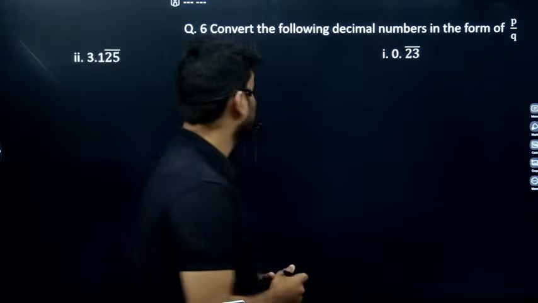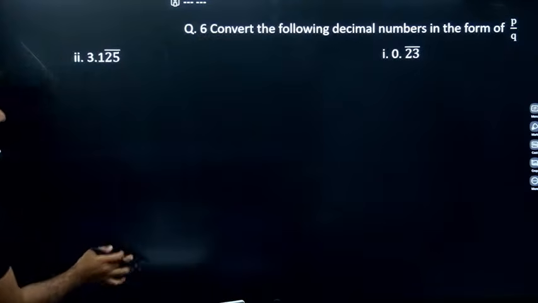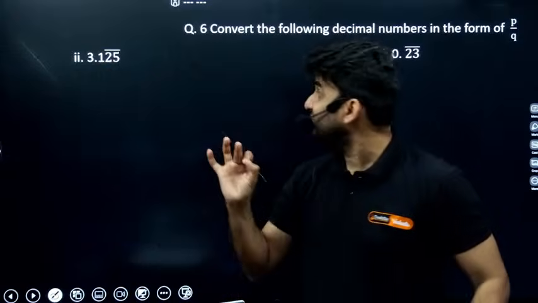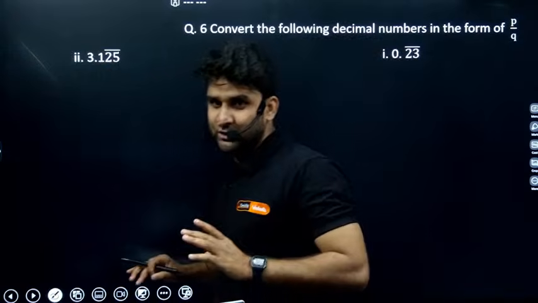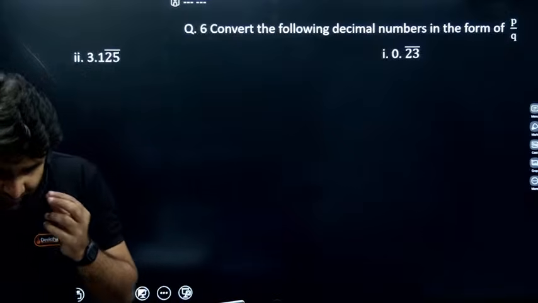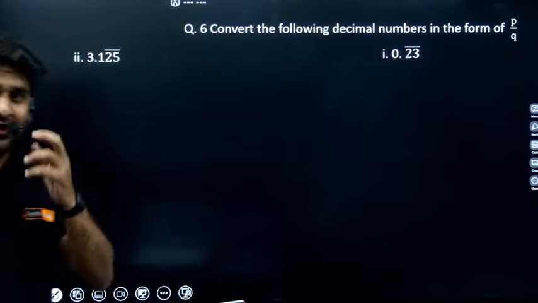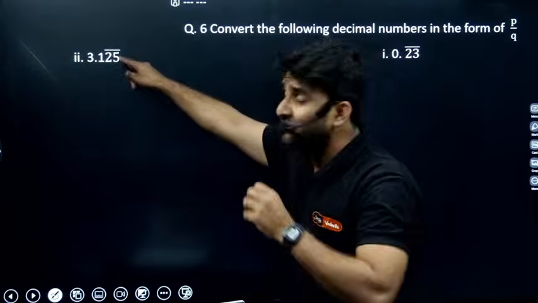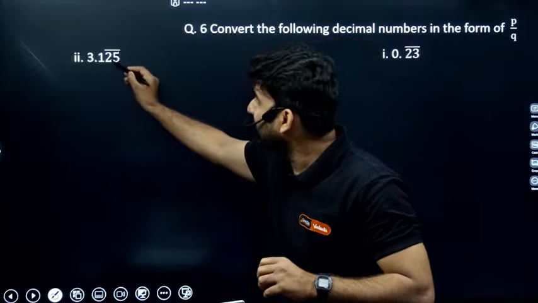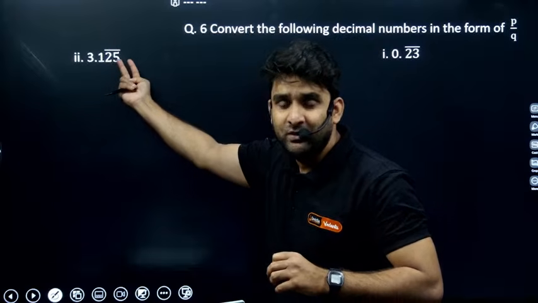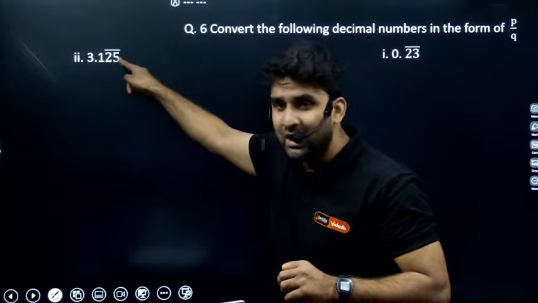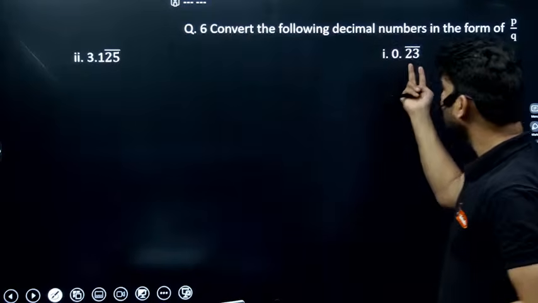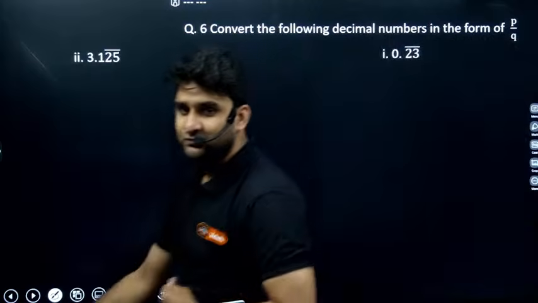Okay, look at the question. Convert the following decimal numbers in the form of P by Q. We have two decimal numbers, and this bar indicates that this block 25 is repeating continuously, and here 23 is repeating continuously. So this is a repeating decimal.